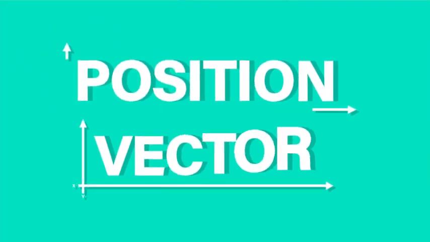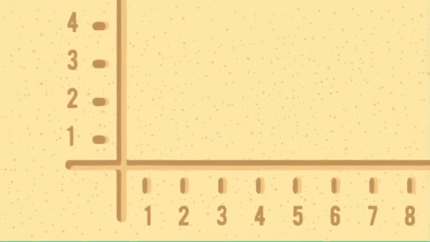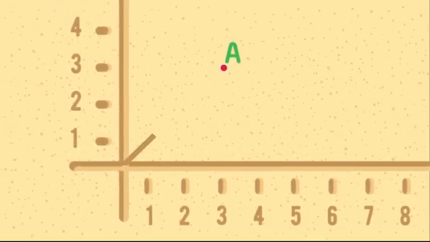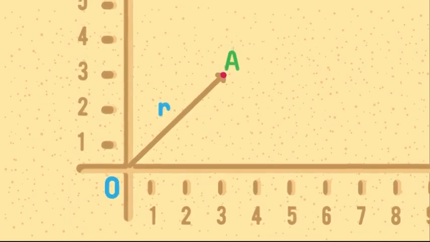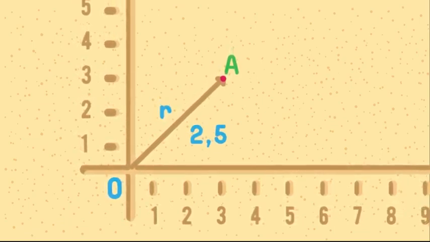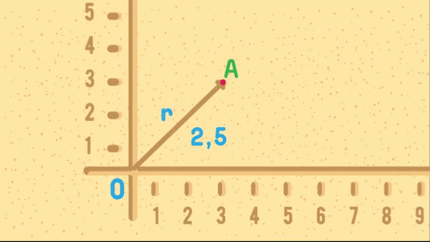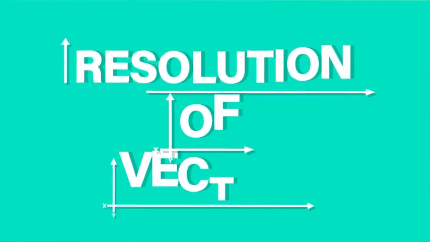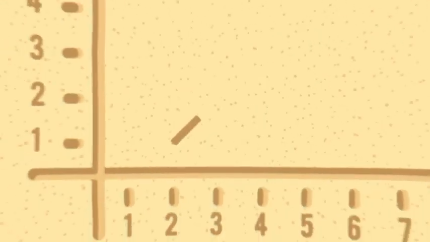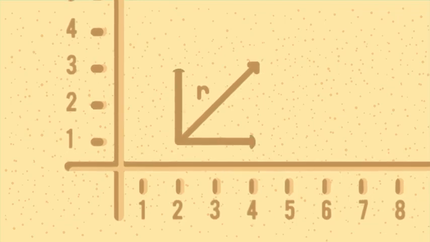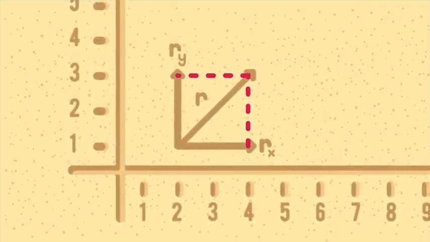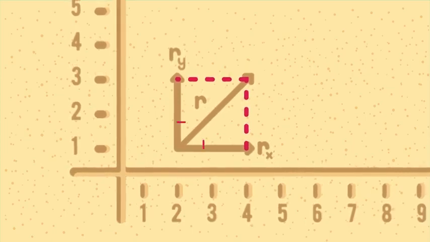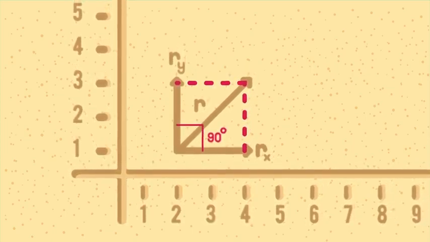Position vector. Position vector is the vector which represents the position of a point in a space with respect to the origin, O. It also represents the distance and direction of the points from the origin. Resolution of a vector. Splitting up a single vector into its rectangular components is called the resolution of a vector. The rectangular components of a vector have to make an angle of 90 degrees with each other.